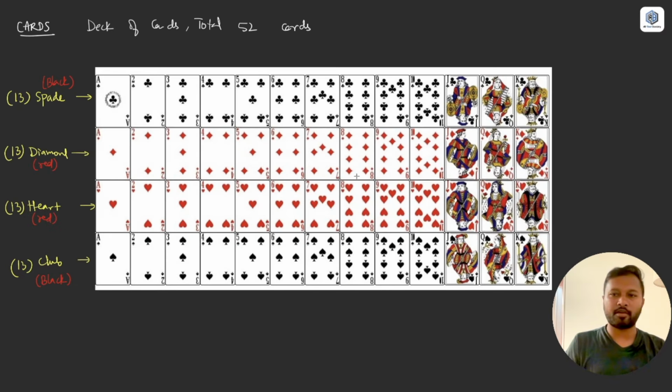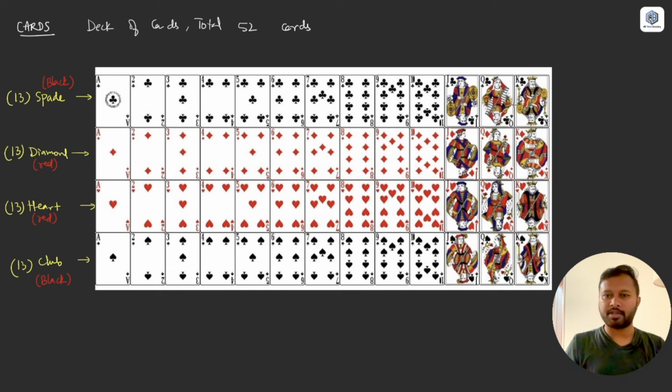Now, these cards are called ace. All of them have one ace. So a spade has one ace, diamond has one ace, heart has one ace, and club has one ace. Then we have number cards like 2, 3, 4, 5, 6, 7, 8, 9, 10. These are all number cards, and all of them have one each.